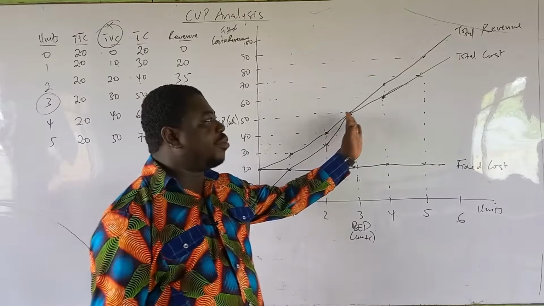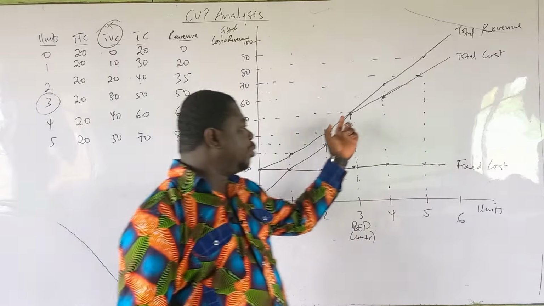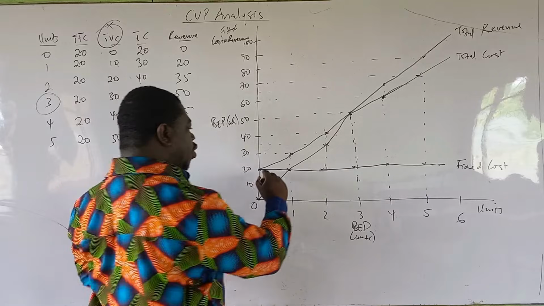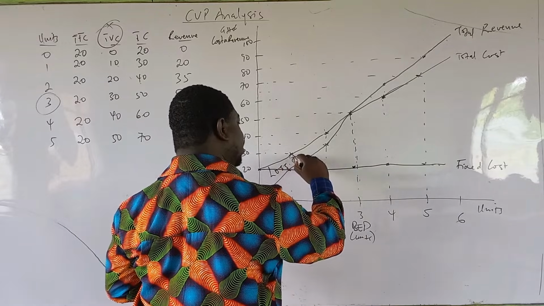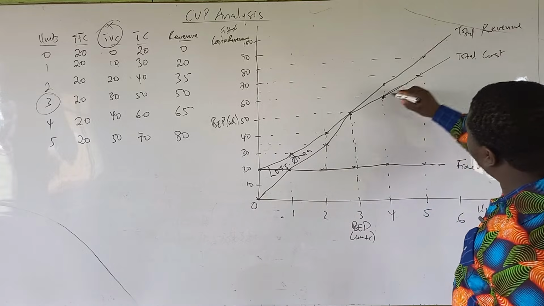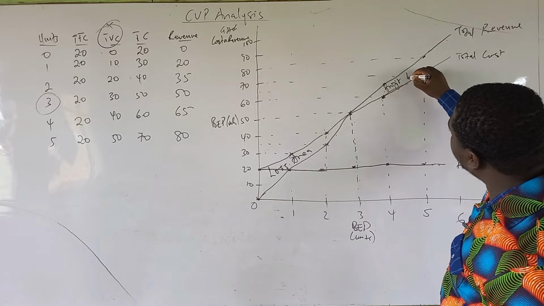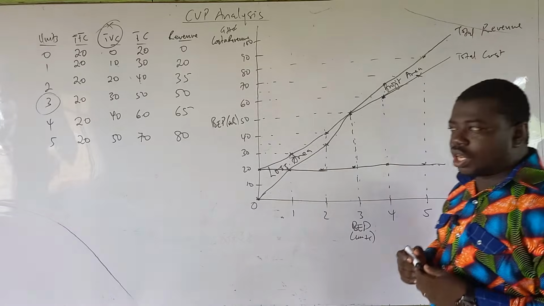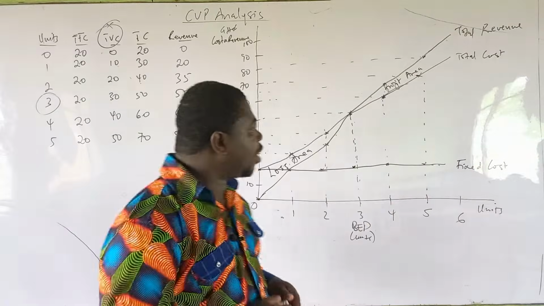We know that after the break-even point, we make profit. Below the break-even point is loss. So this small area down here, we call it the loss area. And then up here, this small space, we call it the profit area. The area between the total revenue and the total cost, we call it the profit area.